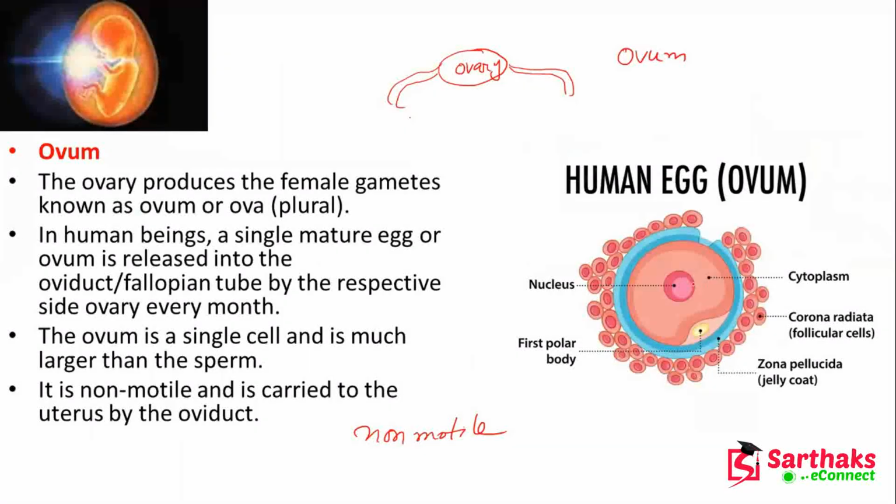This is the human egg, where you have the nucleus, the cytoplasm, the corona radiata, the zona pellucida, and the first polar body. So this is the ovum.